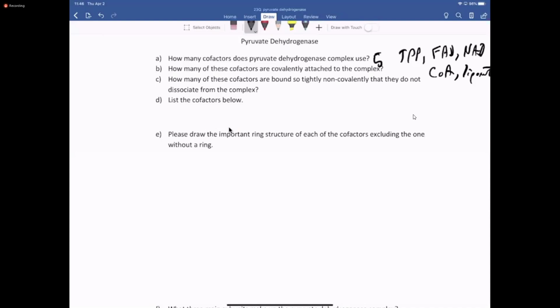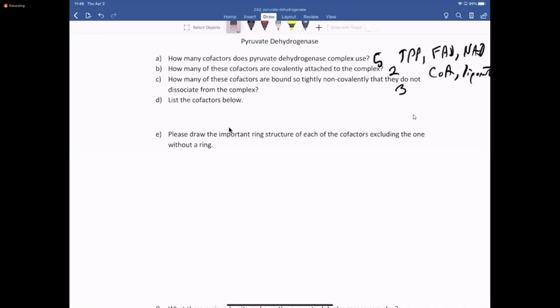How many of these cofactors are covalently attached to the complex? We're all familiar with lipoamide being covalently attached to the lysine. The flavin is also covalently attached. And so therefore, there are actually two that are covalently attached, and then three that can dissociate.